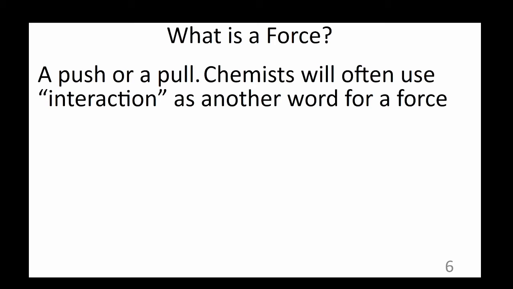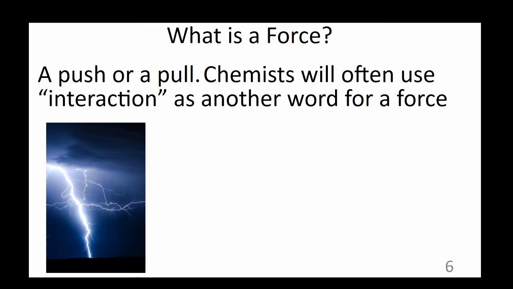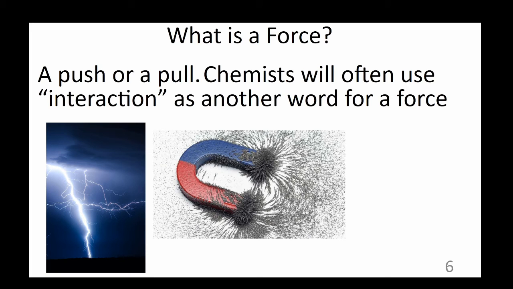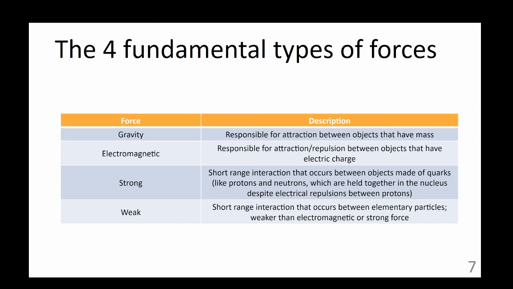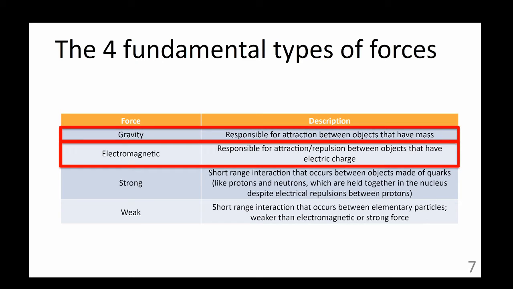When you think of a force, you may consider electrostatic forces such as lightning, or magnetism, or maybe even gravity. Every push or pull can be explained in the context of four fundamental types of forces. These are gravity, electromagnetic force, strong nuclear force, and weak nuclear force. Strong and weak nuclear forces work to hold the nucleus together. We won't worry much about these until later. For now, let's focus on gravity and electromagnetism.